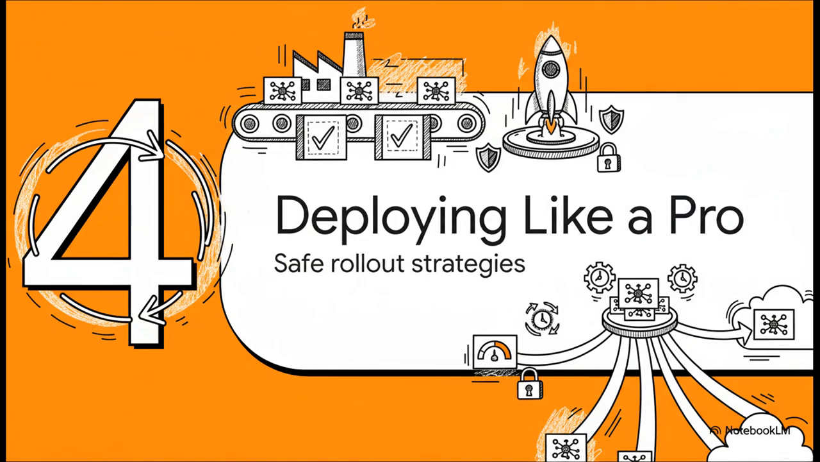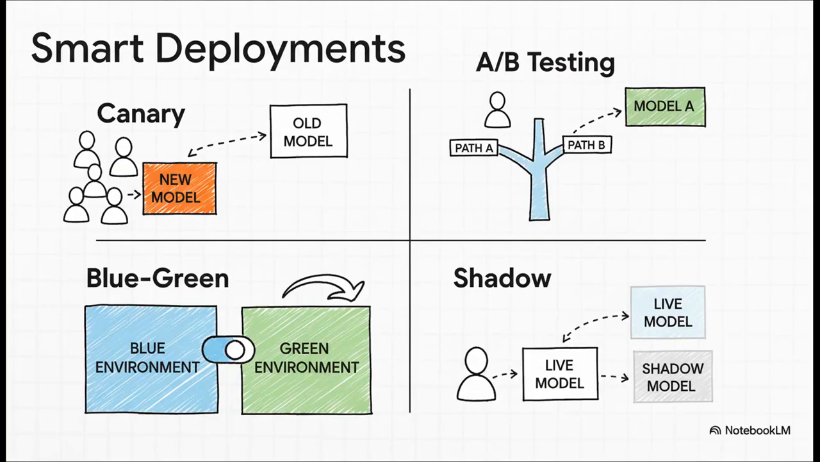So your model has passed all the tests, it's hit your quality bar, and it's ready for deployment, but we're not just going to flip a switch and pray, right? No, automation lets us use much smarter, much safer strategies for rolling out new models. This is where automation really starts to flex its muscles.